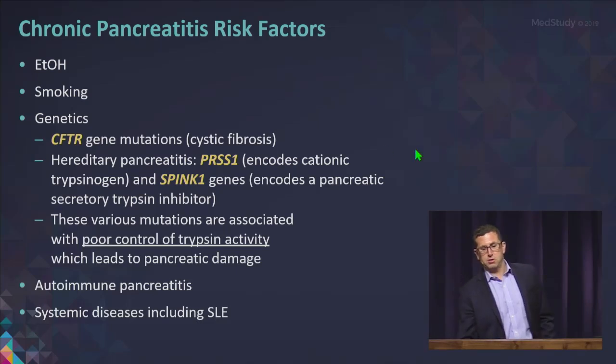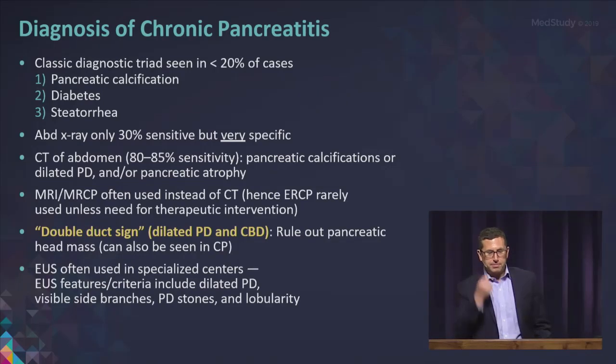There's some other genes that are associated with hereditary pancreatitis, including PRSS1 and SPINK1. What you need to know about these is that these mutations are associated with poor control of trypsin activity, which could lead to enzyme activation and pancreatic damage. There's also an entity called autoimmune pancreatitis, which I'll get to in a second, and systemic diseases like lupus that could cause chronic pancreatitis as well.